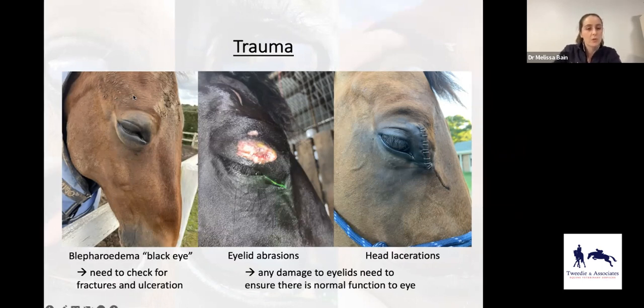With these too, it's also important to check for any other signs of trauma, especially to the eye socket, because they can do that when they hit their head. Eyelid abrasions and lacerations also can be important because they affect the normal function of the eyelid. If they can't blink, they're more prone to ulcers. So if you have a laceration or damage to the eyelid that's impairing the normal function, we want to get that fixed as soon as we can to prevent any complications like ulcers.